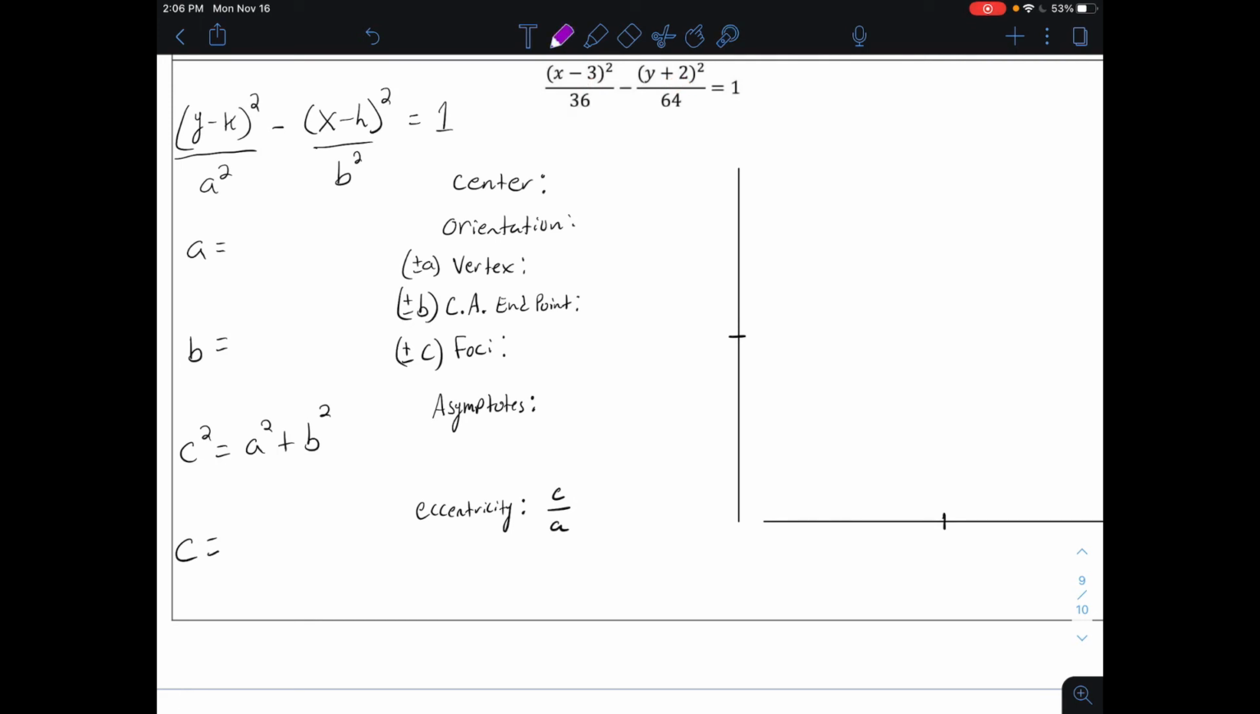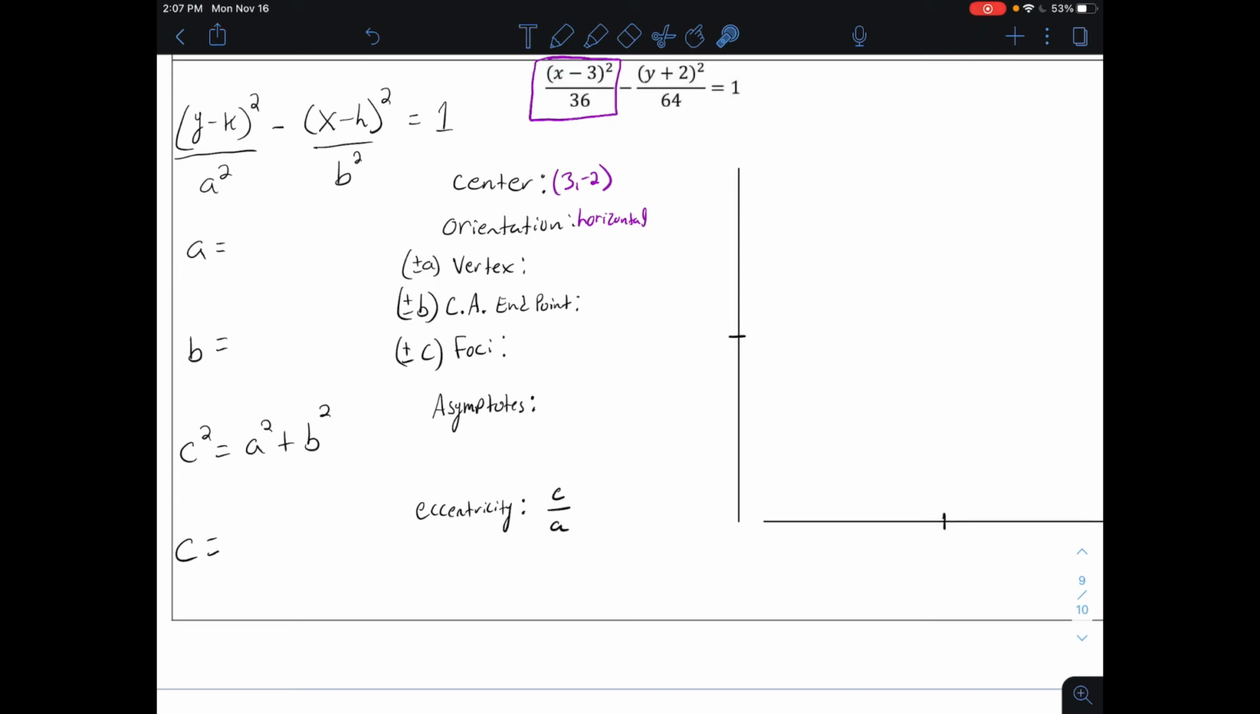So here we'd have a center at 3, -2. For the orientation, you go find what term is positive. Since x is in front, the orientation here is going to be horizontal. Now we're going to figure out our vertices and conjugate axis endpoints.